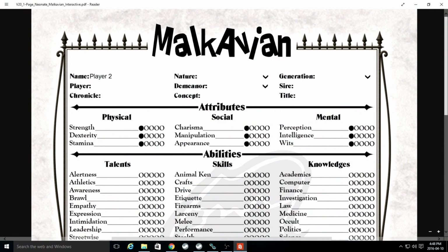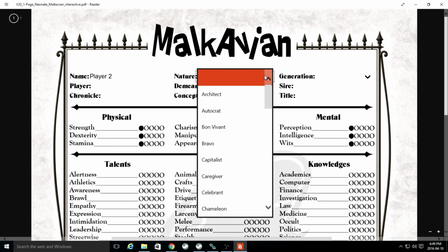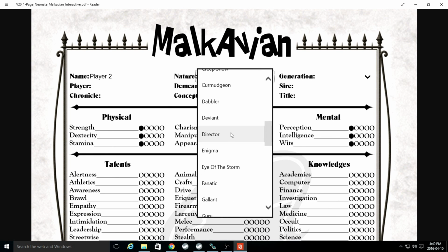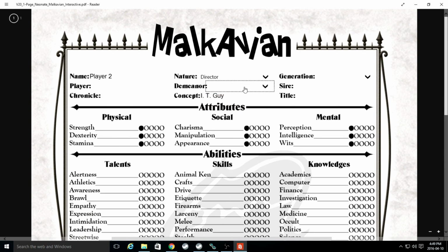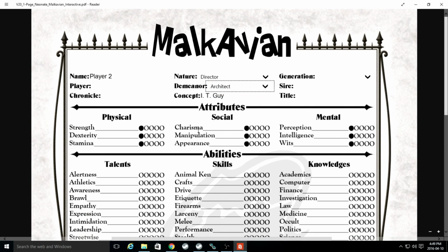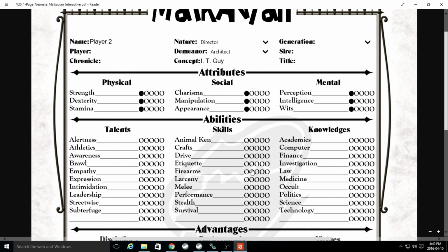All right, we're now back, and we're moving on to player number 2, our second template. Here we have a concept of the IT guy. That's right, the internet technician guy, the dude that does the computers. So he's gonna have the nature of director. He likes to have things be in charge, to be in his own way. We're gonna do director and architect. So he's definitely looking to build something, to have a lasting legacy, and it's got to be his way or the highway kind of deal.